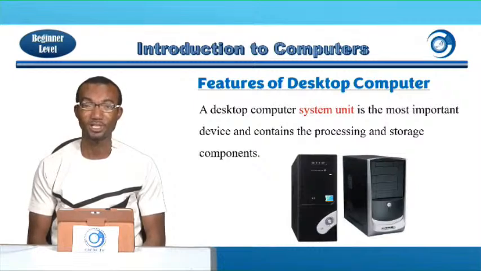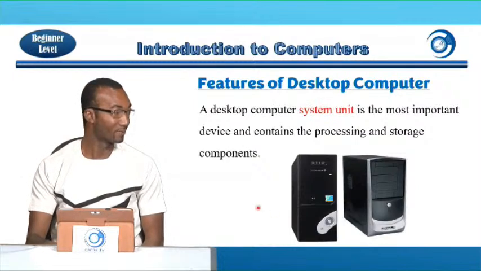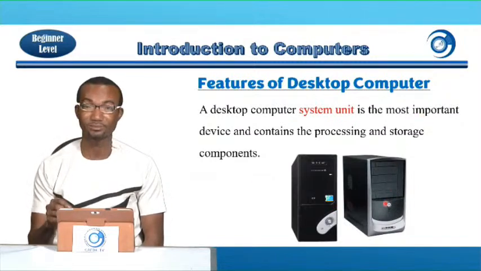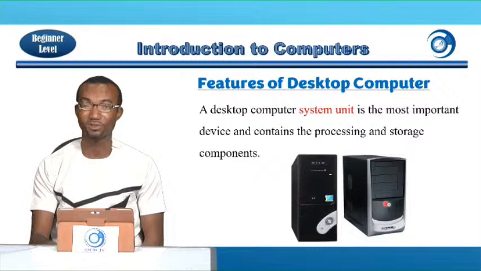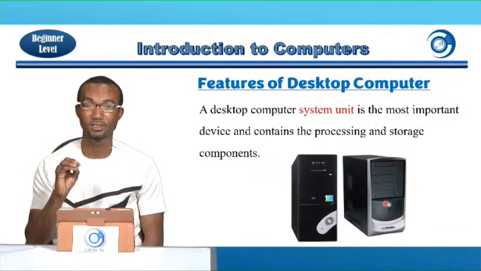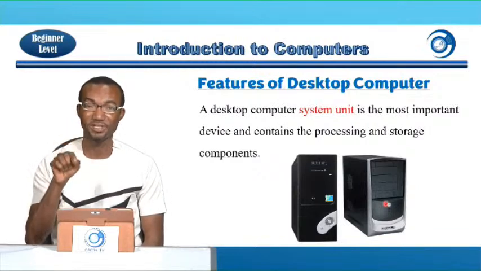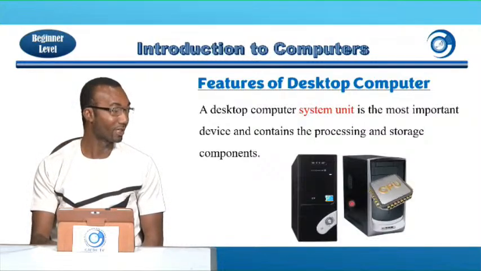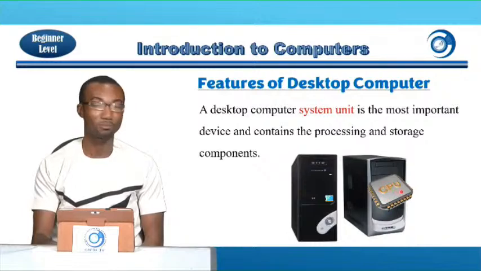A desktop computer system unit, that's the system unit. A desktop computer system unit is the most important device, and contains the processing and storage components. So all the processing and storage components that come with the computer are fixed inside the system unit. When we talk about the processing component, we are talking about the CPU, that's the central processing unit. It is fixed inside the system unit.